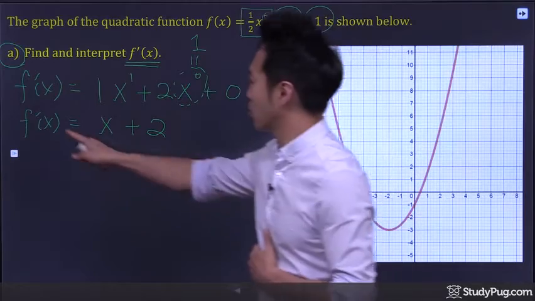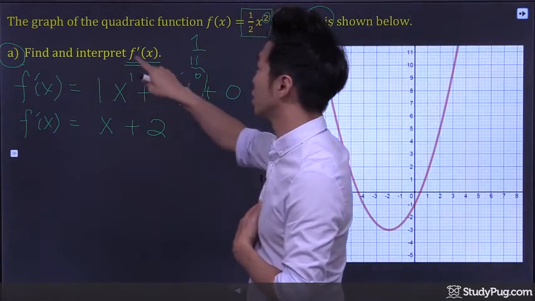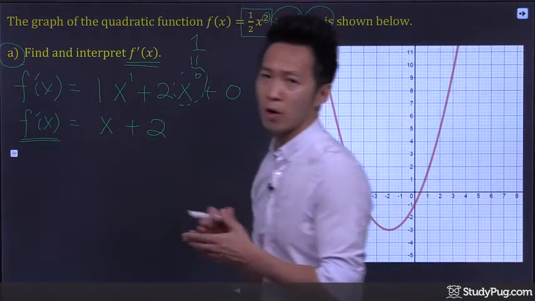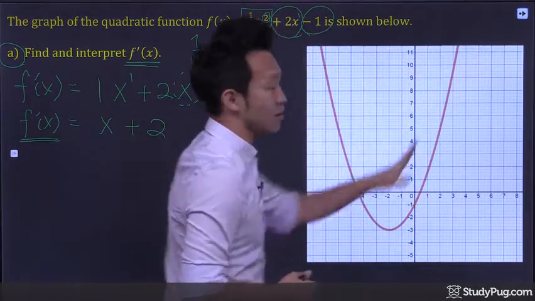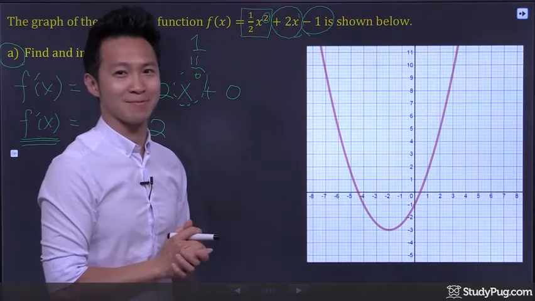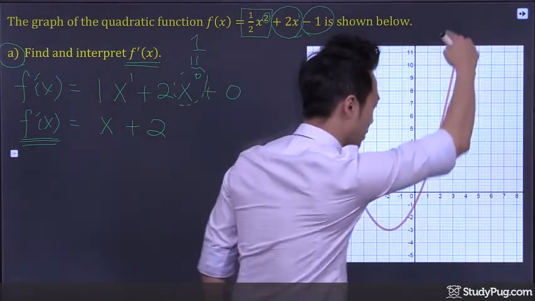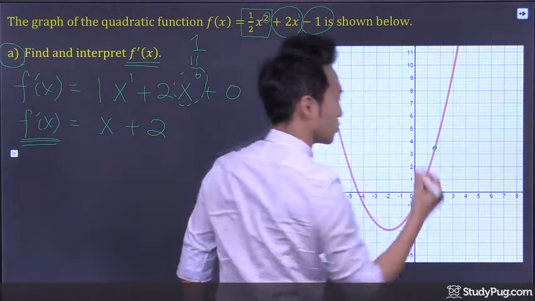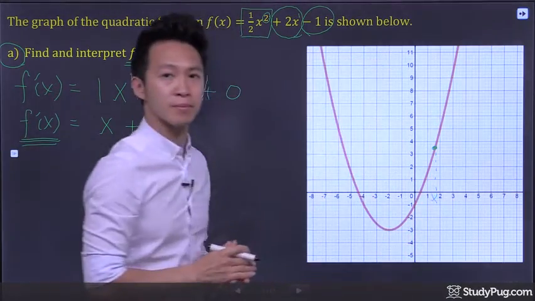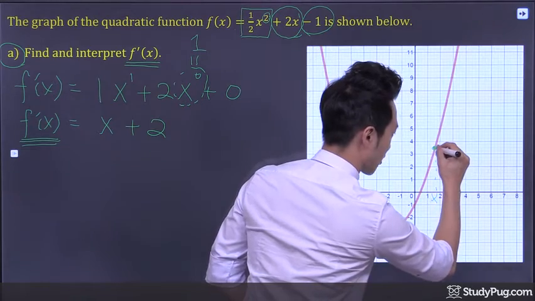After we found f prime of x, which in this case is equal to x plus 2, the question also asks us to interpret f prime of x. What is the meaning of f prime of x? I'm going to use the graph here to help me explain. If I pick any point on this graph, with a certain x value, then I draw a tangent line to the graph at this point. So the tangent line should look something like this.